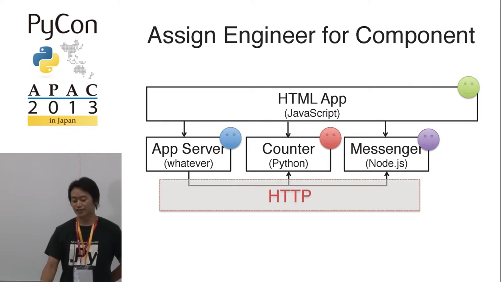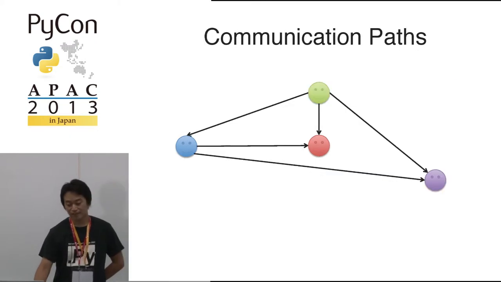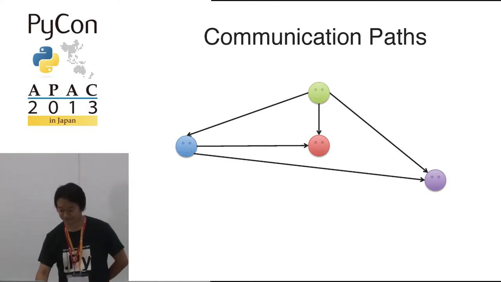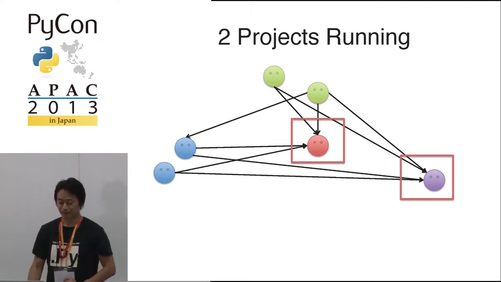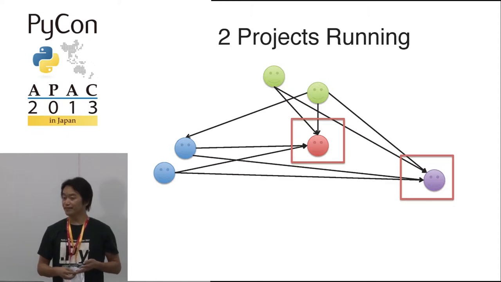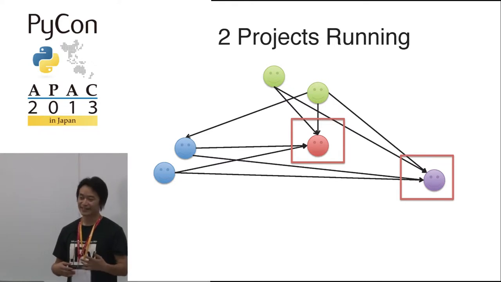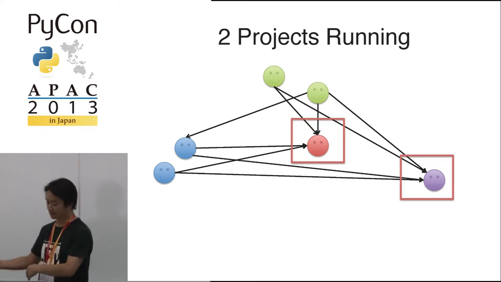And then I assign engineers for each component, so that if you look at the people, the communication path looks like this. It does not look bad. However, if you have two projects running at the same time, these people have more communication paths, two times the number of projects. And if it's three or four projects, you can do the math. That's a lot of communication. Mostly they need to attend more meetings and they couldn't spend their time writing code.